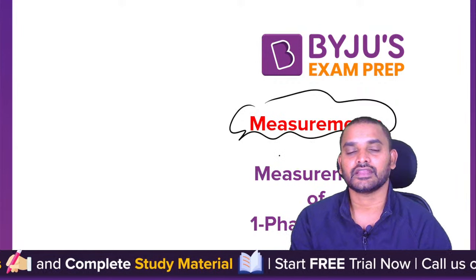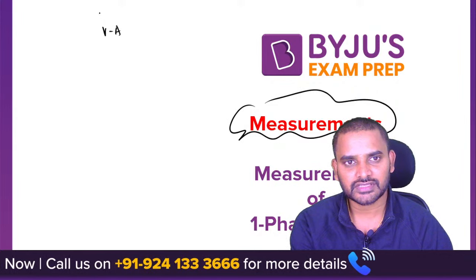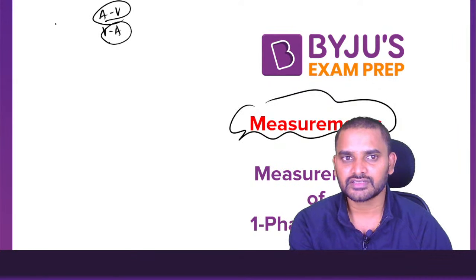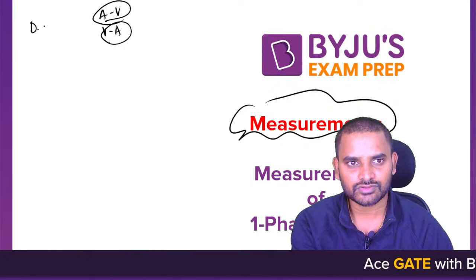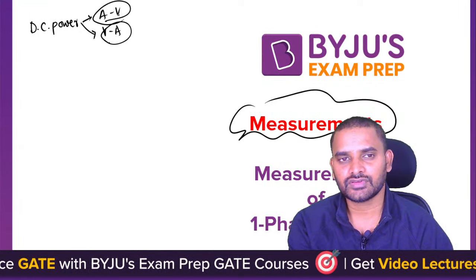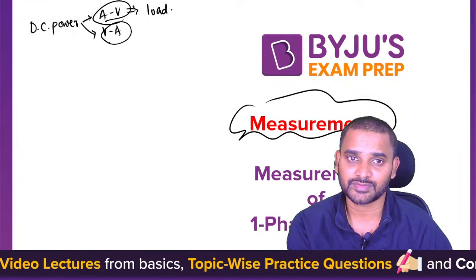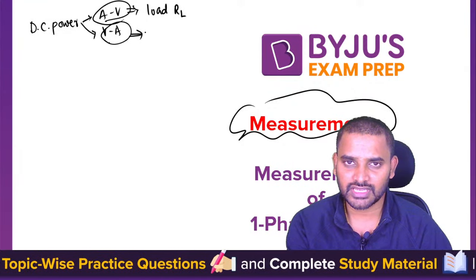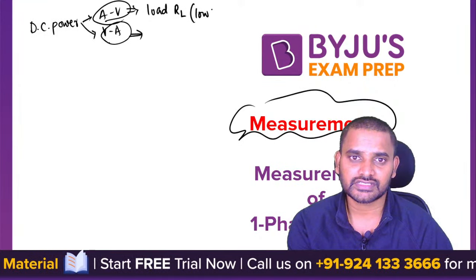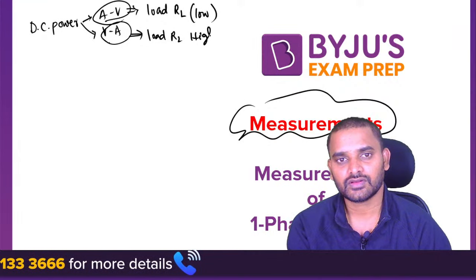Okay, done. So in the last session, we had a discussion on the voltmeter ammeter method and the ammeter voltmeter method. We use these to measure the DC power. The ammeter voltmeter method is better suited for low resistive loads in DC power measurements, and the voltmeter ammeter method is better suited for load resistance of high value.